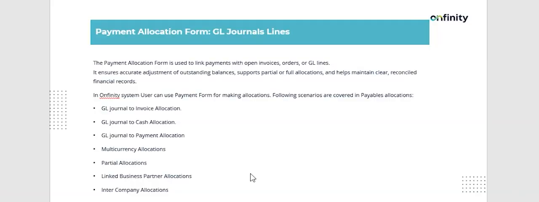Now, let us move on to the next allocation scenario. Our next scenario is GL journal to cash allocation. In this scenario, we will allocate a GL journal line against cash journal lines. Now, let us navigate to the Onfinity system to demonstrate this scenario.